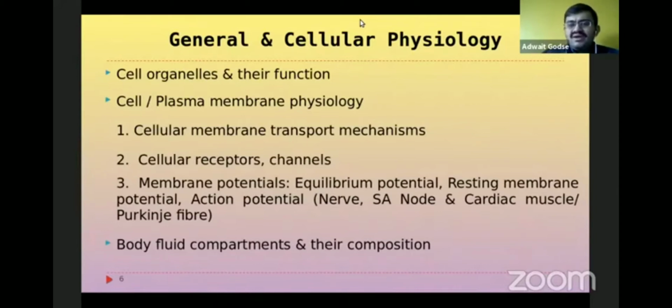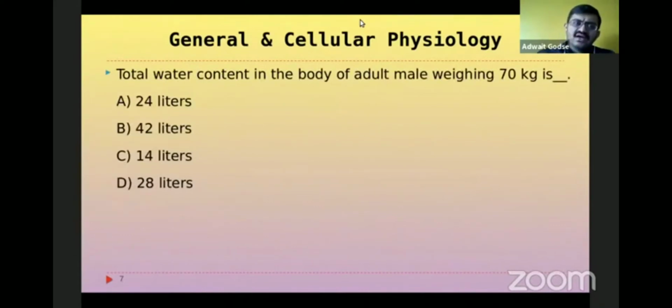Then body fluid compartments, as we all know, there are two compartments: intracellular and extracellular, and in between these water is distributed. We all know there is 60% of water in our body, and we have approximately 3 to 3.5 liters of plasma, and plasma is a part of extracellular fluid. This we all know. So with this much knowledge, let's approach some questions. Question reads: total water contained in body of adult male weighing 70 kg is 24 liters, 42 liters, 14 liters, and 28 liters. Answer is 42 liters.